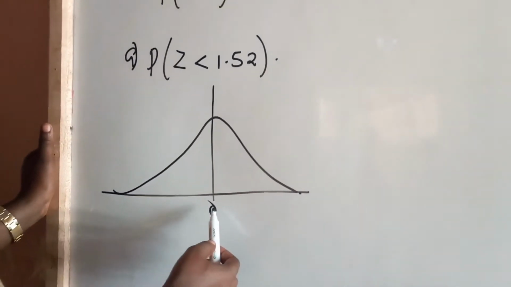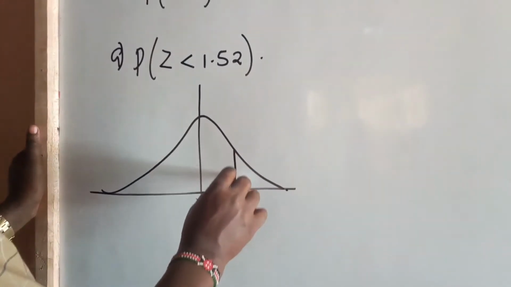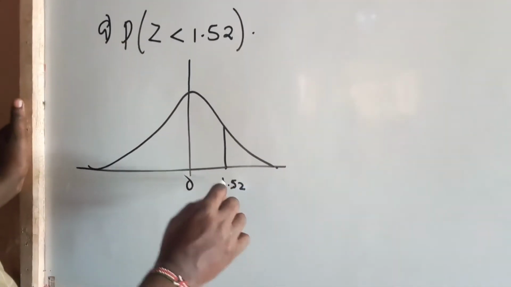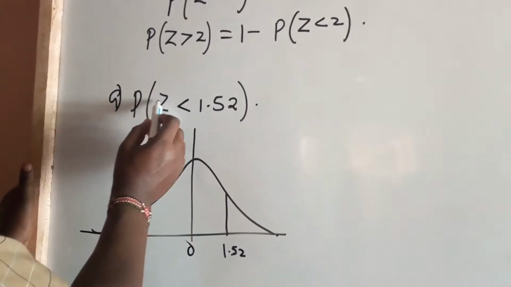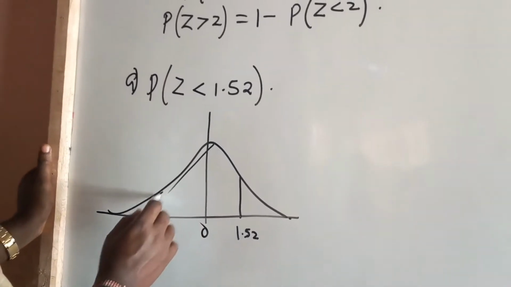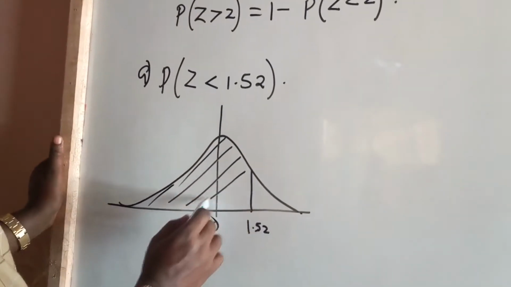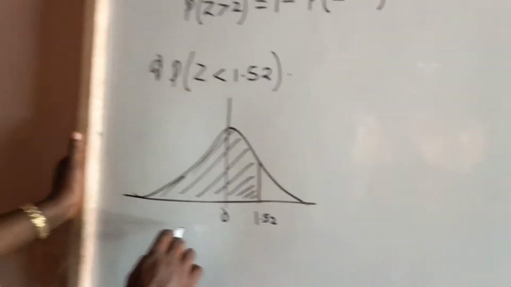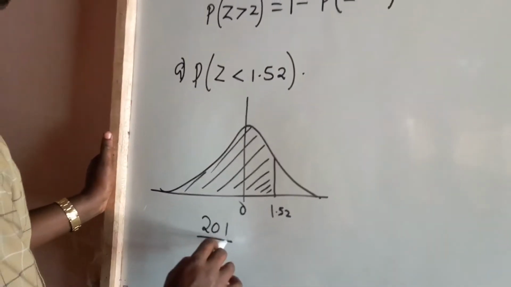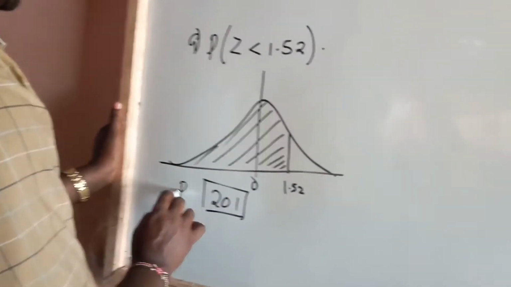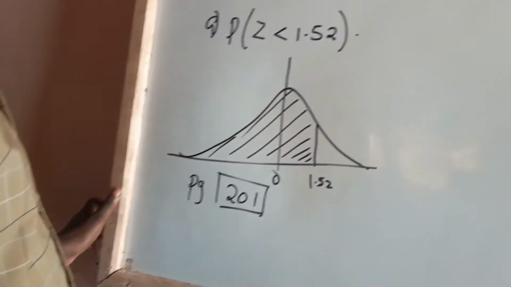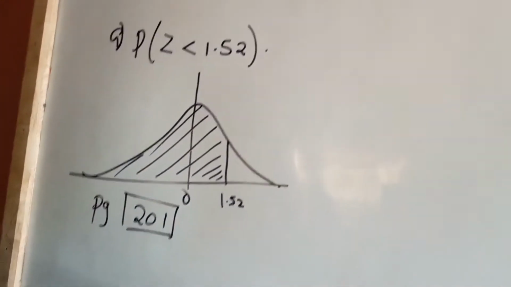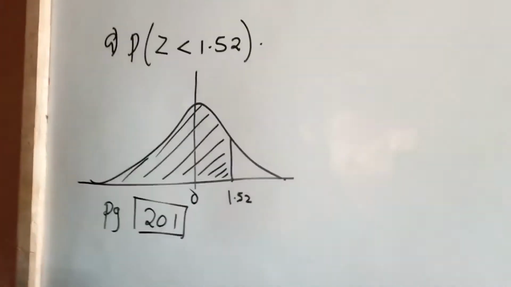You realize that 1.52 is positive, and this is our boundary. And because we are talking about the probability of z less than this, then we need to get the area of the shaded region. And this one, we just go to page 201, whereby the table will give us information. What do we do when we get to page 201?